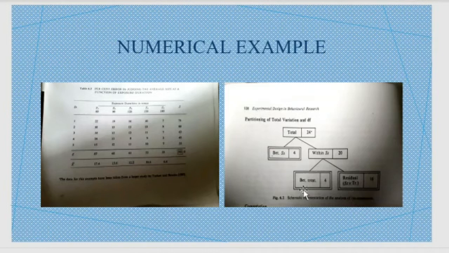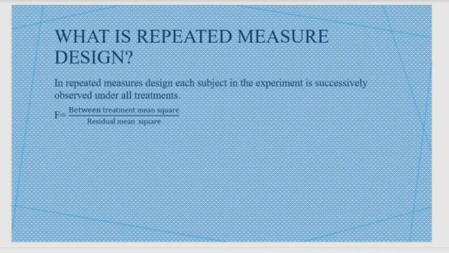We are interested to know the effect of between treatment. So between treatment mean square is our true variance which we want to see, and residual mean square is the error variance which we don't want to see. And our objective is to find whether there is a significant difference between these two, or whether between treatment mean square is significantly greater than residual mean square or not. Is it clear?